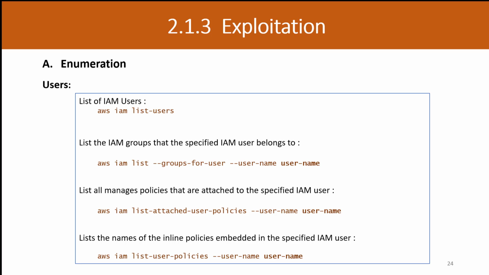Why am I saying it's authenticated? Because to enumerate AWS services or AWS resources, you need at least a valid key as well as secrets. So you need valid credentials to access this. I'm enumerating through the CLI, so that's why I need a valid key as well as secrets.